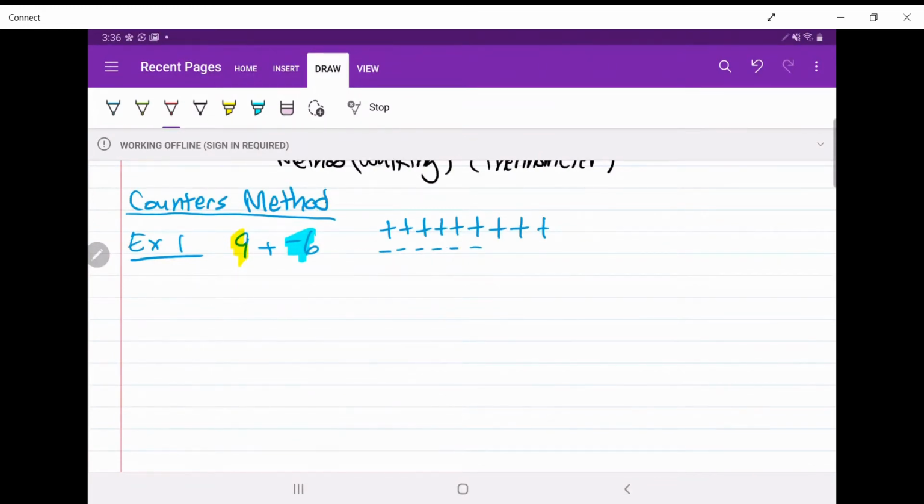When you do that, we're going to be making 0 pairs because each of these pairs make 0. A positive and a negative make 0. Positive 1, negative 1, 0. So all of them make 0 pairs. And we're left with 3 positive symbols left. So our answer is positive 3.